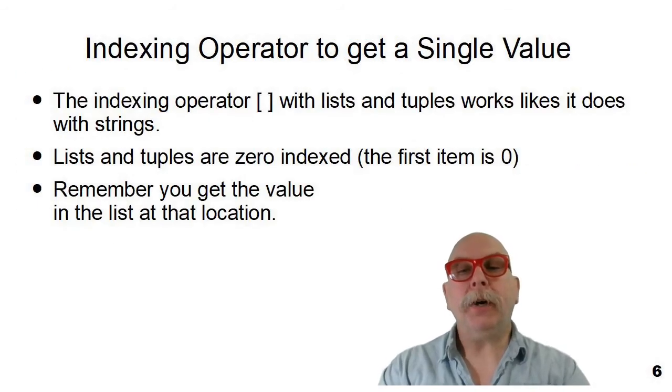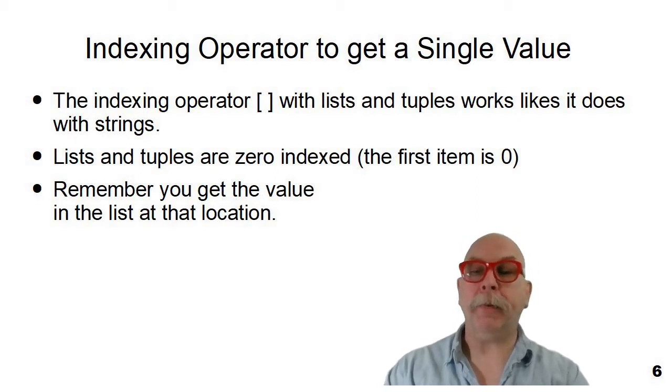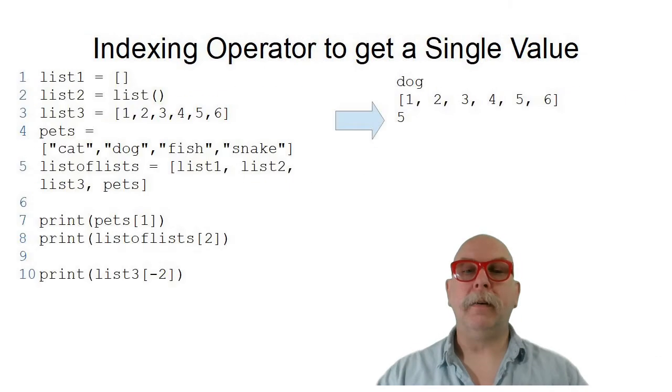And we can also use the indexing operator that we saw when we were manipulating strings in a previous week's work to pull individual items from a list or from a tuple. Remember that the index starts with 0, so the first item is 0, and the last item would be the length of the list minus 1.